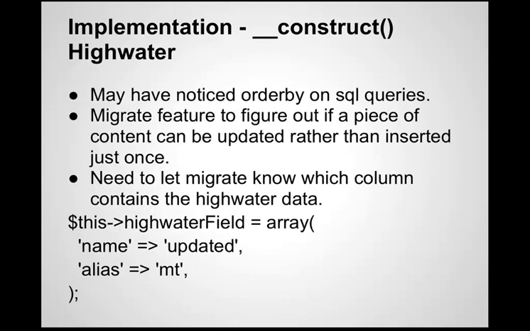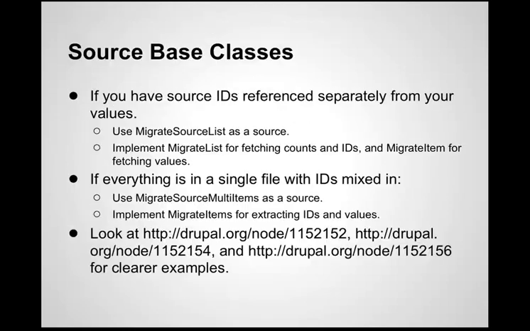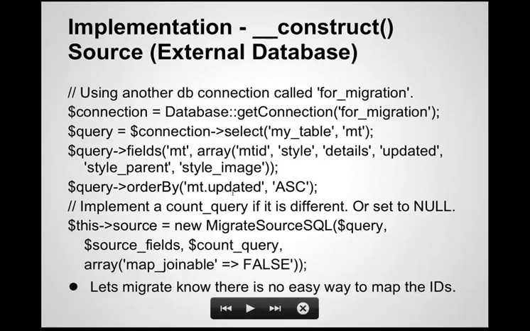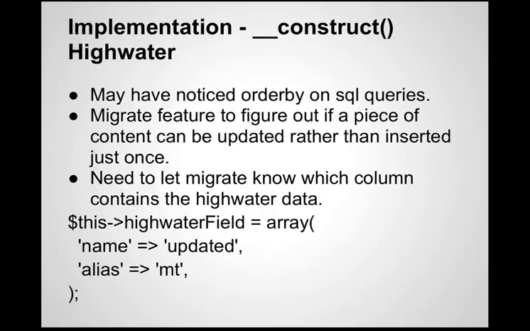I'm going to just talk about this part very briefly. Migrate has a concept called high water in it. You may have noticed in my previous database queries, I actually had an order by in there on the updated field. The reason for that is Migrate has the ability to figure out if a piece of content has been updated. So it'll update an existing piece of content that's in your system rather than remigrating it or deleting an old record or whatever it might be. So you just need to let Migrate know which column contains that high water data. So this high water field equals an array. The name of that field is updated, and it can expect to find it in the table that has an alias of empty.